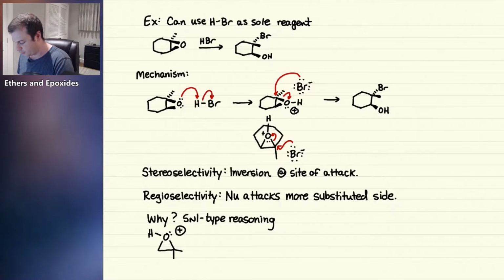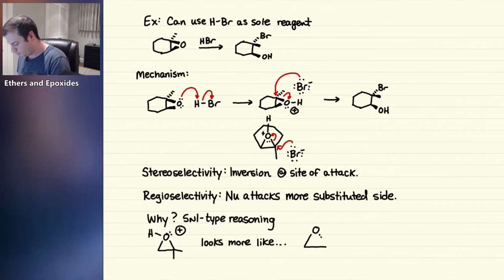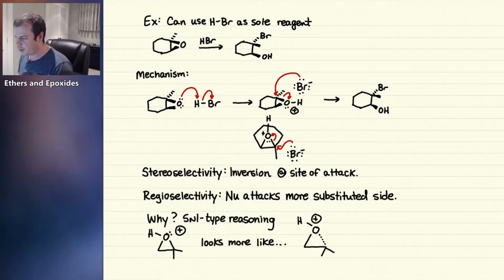So this, though, looks more like this, where we're generating a partial positive charge because the epoxide is busting open on its own. And so it's going to be generating a strong partial positive charge on the carbon that's better able to tolerate it.